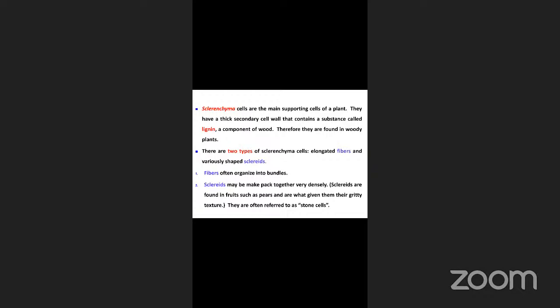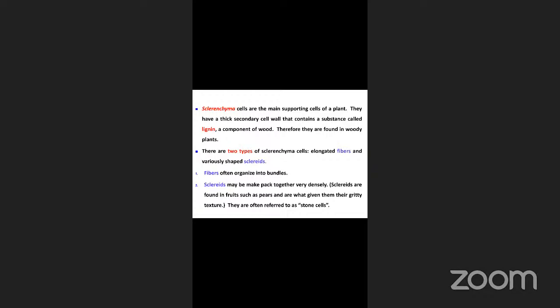Next, sclerites. Sclerites may be packed together very densely. They are found in fruits such as pears, giving them their gritty texture and a hardness to the upper portion of the fruit. They are referred to as stone cells.